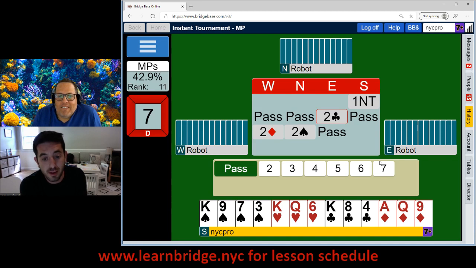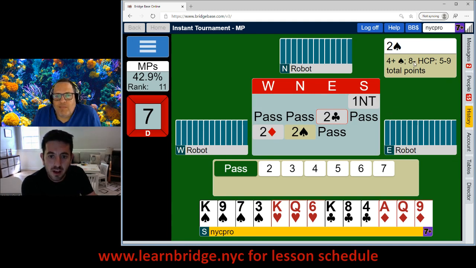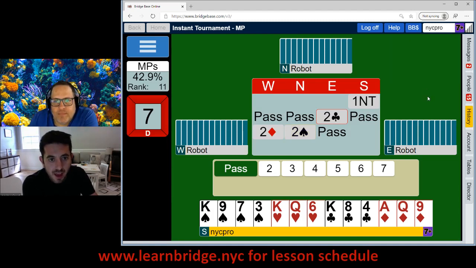So 2 clubs by East said that they had a 1-suited hand. We passed, and West had to bid 2 diamonds to find out what the suit was. Now partner bid 2 spades, which is a really strange bid. It stands out to me. We transfer to majors whenever we have at least 5. It doesn't matter whether we have a 0-point hand or a 10-point hand or a 20-point hand. We always transfer to our majors.